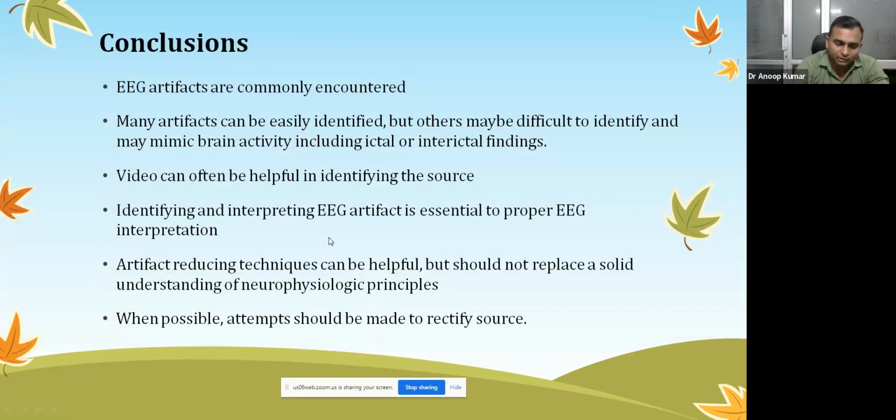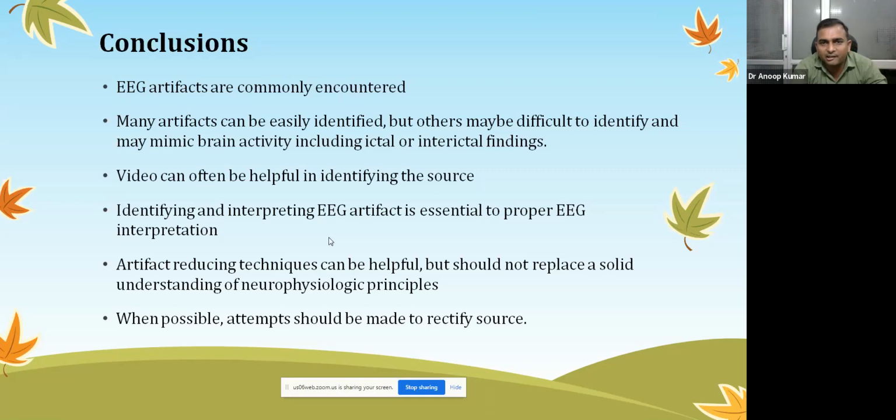So, conclusion for today's presentation: the EEG artifacts are commonly encountered in ICU or in EEG rooms, and they can be easily identified. But sometimes they are very difficult to identify, and they mimic brain activity, including interictal findings. You should remember the video is very helpful in identifying the source of the artifact. So I recommend, don't go alone with simple EEG. Always ask for the video EEG. In my EEG room, I always do video EEG in all cases, whether it is demanded or not.